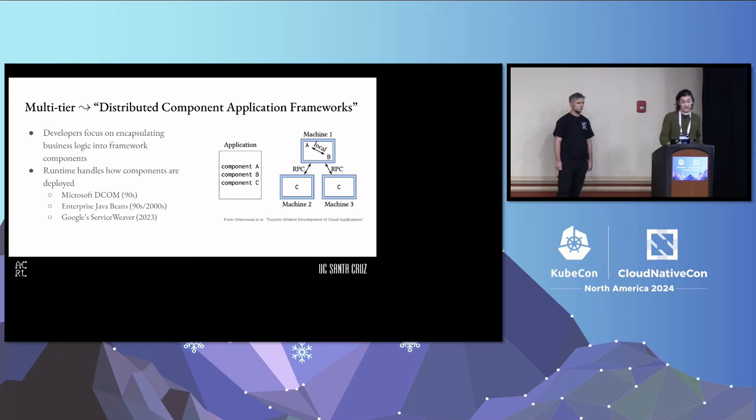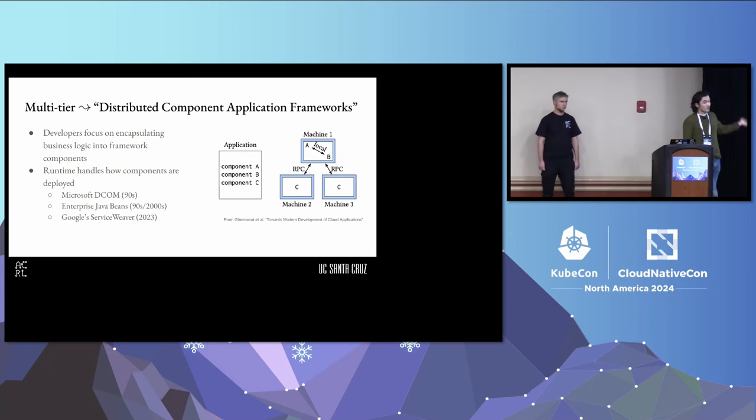But I do want to call out a style of framework that shares a lot of similar goals to multi-tier programming, but has typically been targeted more towards enterprise use cases. So I guess you could call this style of framework a framework for building distributed component applications, where the idea is that developers encapsulate their application logic into some predefined frameworks, and then some runtime is going to figure out how to deploy and ultimately integrate those components as a distributed system. Some notable examples of this style of framework were developed in the 90s, Microsoft's Distributed Component Object Model. You may have heard of Enterprise Java Beans. And even just last year, Google announced a framework in this style called Service Weaver.